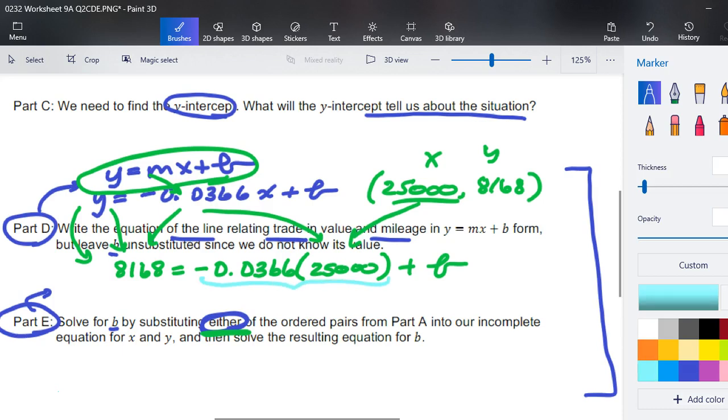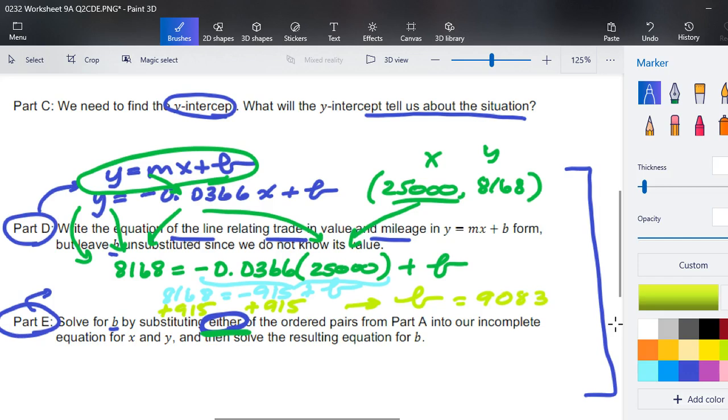I'm going to put 25,000 times 0.0366 negative equals. I'm looking at 8168 equals negative 915 plus B. That leaves one step to add 915 to both sides. I'm going to take 915 and add it to 8168, and I'm getting that B is worth 9083.